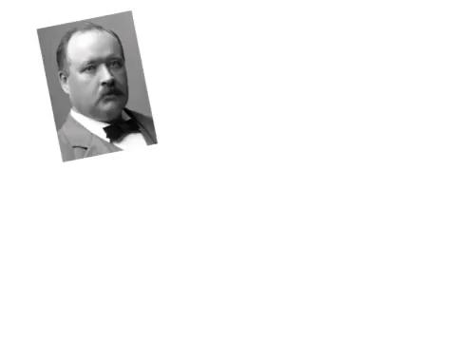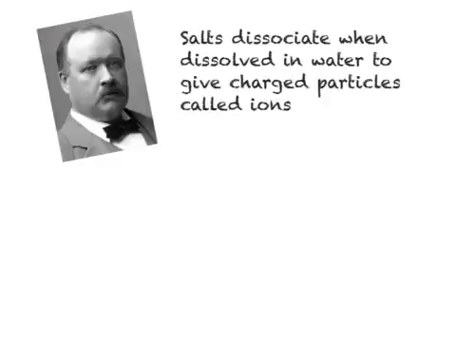In 1884, Svante Arrhenius proposed salts dissociate when they dissolve in water to give charged particles called ions. He extended his idea by defining acids and bases as the following. An Arrhenius acid is any substance that ionises when dissolved in water to give the hydrogen ion, or a proton.